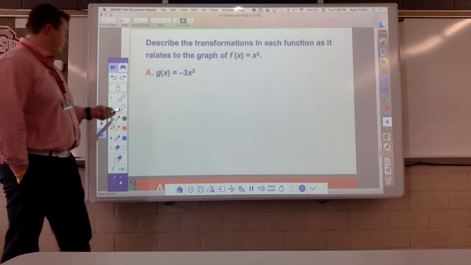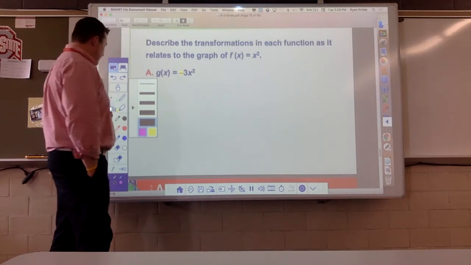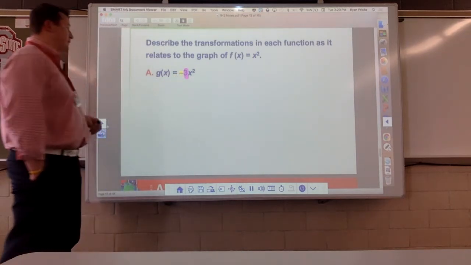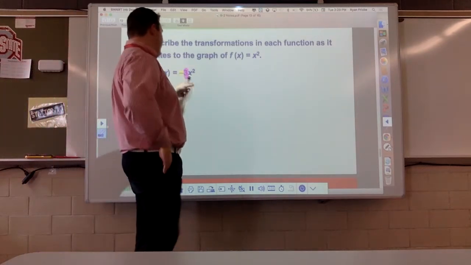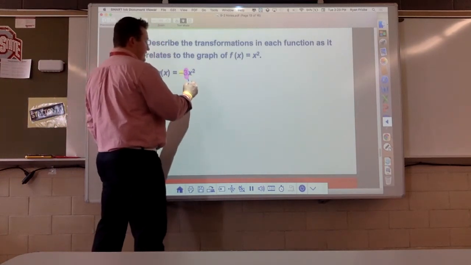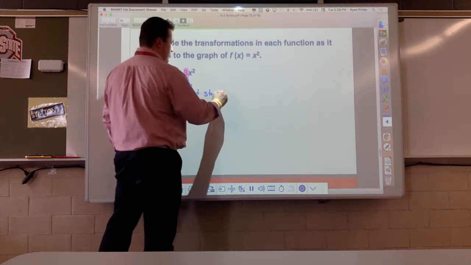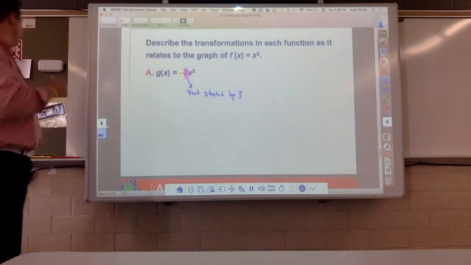Two moves here, folks. First move is the negative sign. The second move is the 3. So what do both of them do? Let's do the 3 first. The 3 is outside of the x, so this is a vertical stretch by a factor of 3.